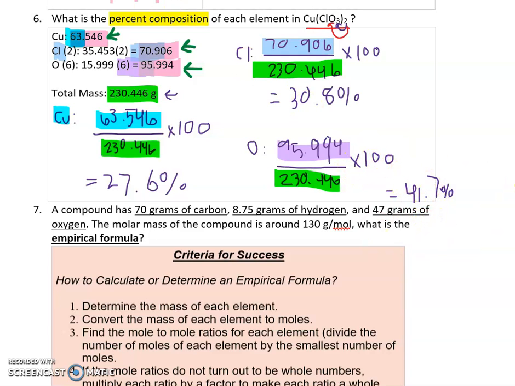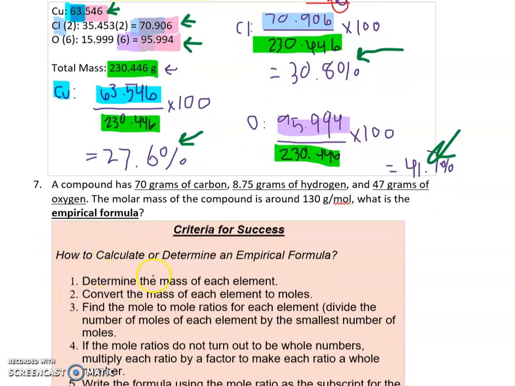There's a little trick to see if you've done all of this right. You can add up the percentages of each one of your elements, and they should add up to 100. Unless you had to approximate, which is what I did, then things might be a little bit off, but they should all add up to around 100%.